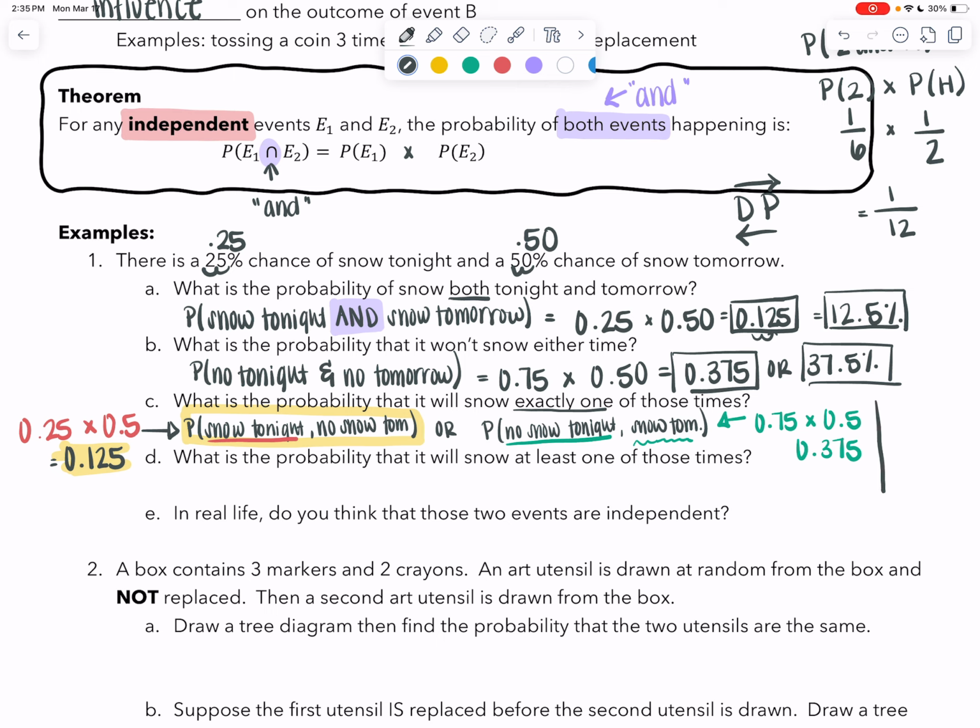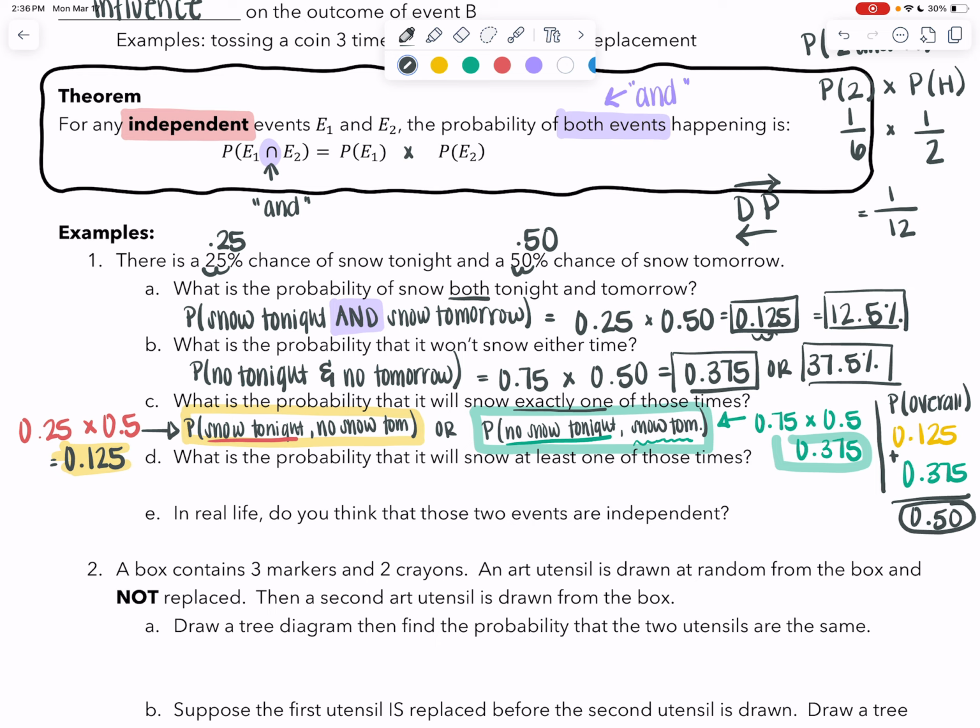And I'm running out of room. So probability, I'm just going to say overall. But make whatever notes you need to. It is going to be this, which is this, plus this. So I'm adding those two numbers together: 0.125 plus 0.375. And I get 0.50. So the probability that it snows exactly one day would be 0.5.